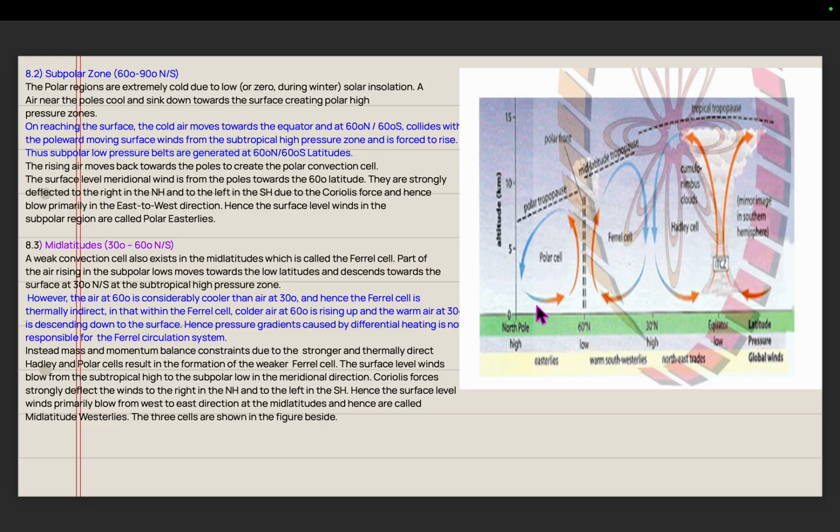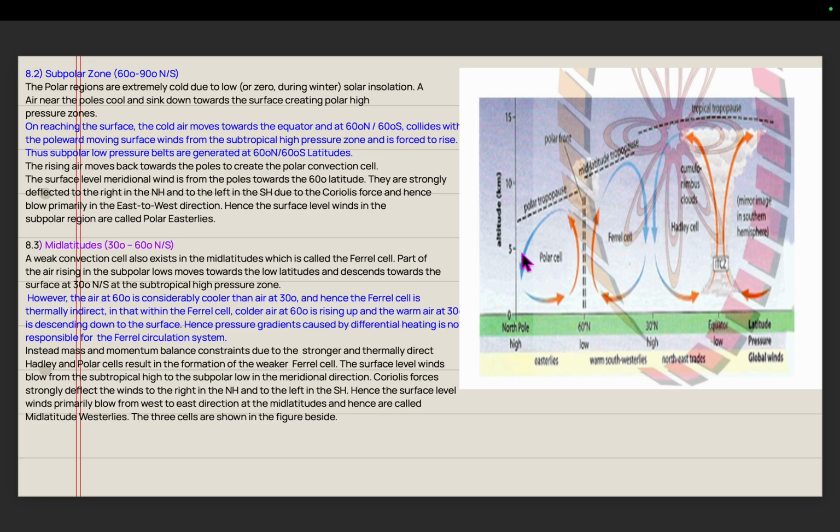Creating a polar high pressure zone here. On reaching the surface, this cold layer then moves towards the equator, or towards the lower latitudes. At the 60 degree north or 60 degree south latitude, it collides with the poleward moving surface winds from the subtropical high pressure zone, and it is forced to rise here. It collides with the Ferrel cell component and is forced to rise in the upper direction. Thus the subpolar low pressure belts are generated at the 60 degree north and the 60 degree south.